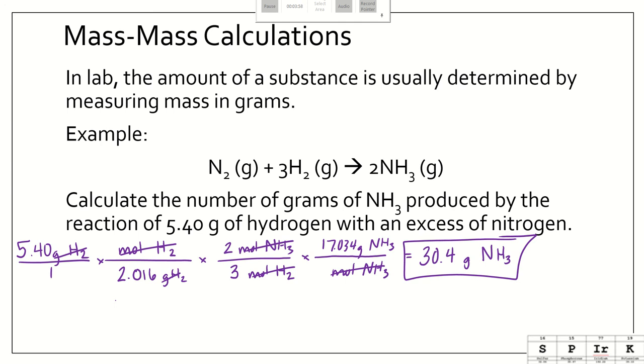In this same chapter, we've also talked about limiting and excess reagents. Remember, the limiting reagent is the one that runs out first, and the excess is the one that is in excess or left over. So again, think about the taco example. If we have 10 pounds of ground beef, seasoned, cooked, ready to go, but only 2 taco shells, we're only going to be able to make 2 tacos because the taco shells are our limiting reagent and the beef would be our excess reagent.